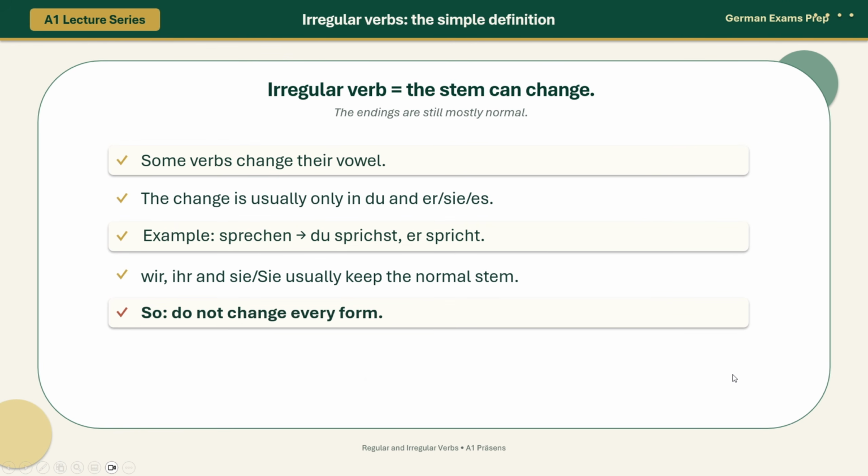Now let's talk about irregular verbs. An irregular verb means the stem can change, but the endings are still mostly normal. And the very important thing is, the change is usually only in du and er/sie/es. For example, sprechen becomes du sprichst, er spricht. But we still say wir sprechen, ihr sprecht, sie sprechen. So do not change every form, only learn the forms that really change.